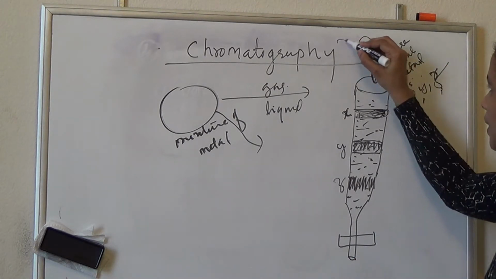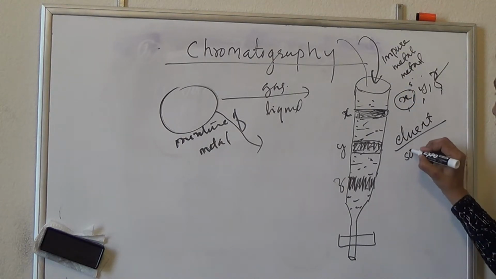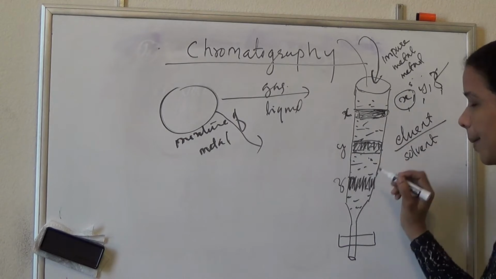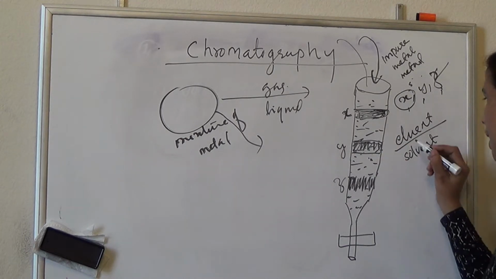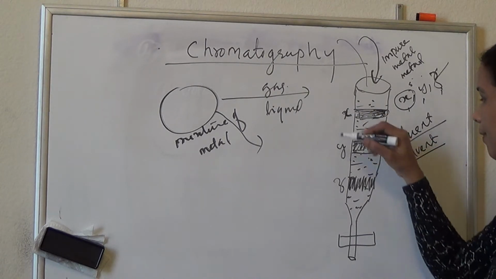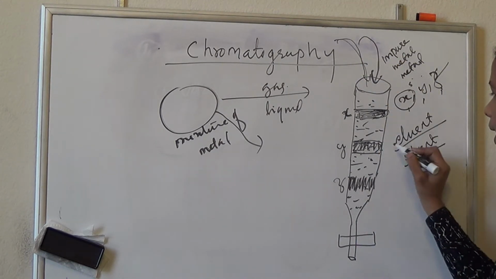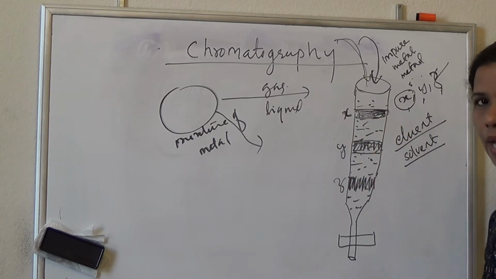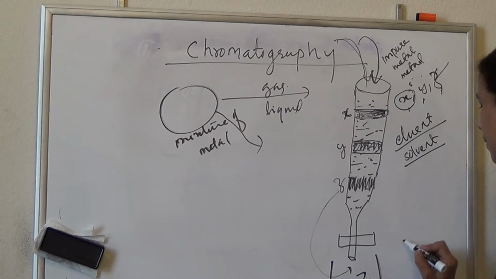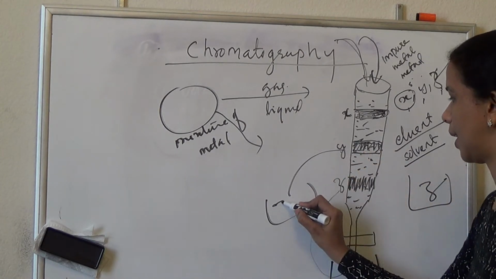Then after that we are using an eluent. An eluent is a solvent which is used for removing these adsorbed components from the adsorbent column. We have to select the eluent according to the nature of X, Y and Z. Using the eluent, Z will easily wash off first, and Z will be collected in a container. Then after some time Y will come, and Y will be collected in another container.